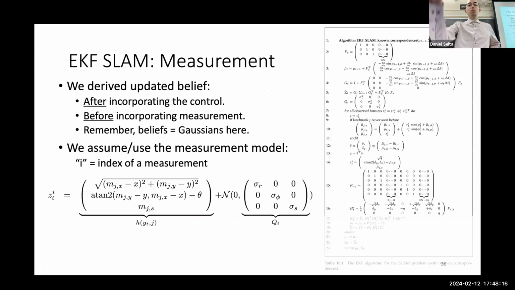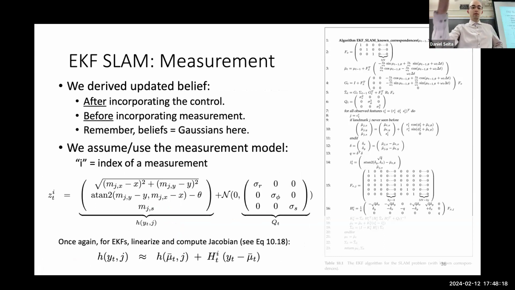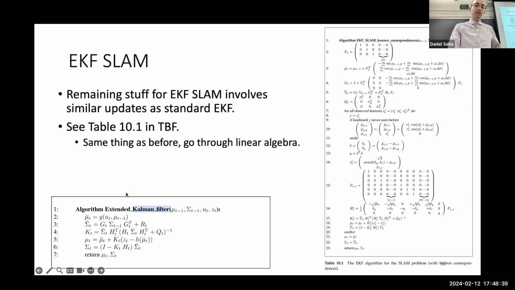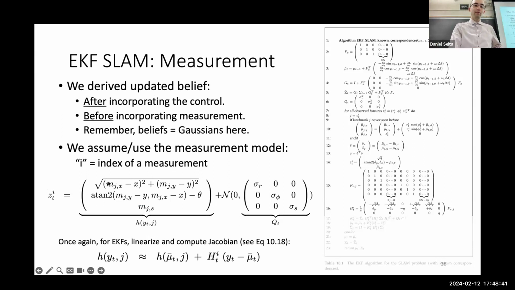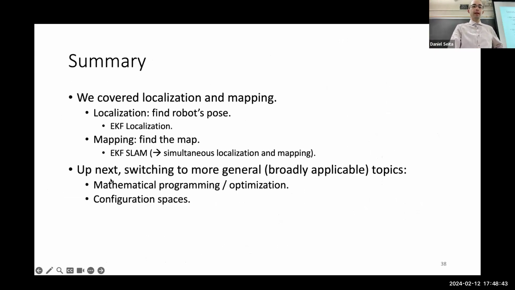And then, once again, you linearize and compute the Jacobian. I'm not going to go through the math, but it's basically what happened here. Remember that this is really modeling the probability of z given x. So x includes the action and then the map information, because this also has the map here, like it has m terms here.